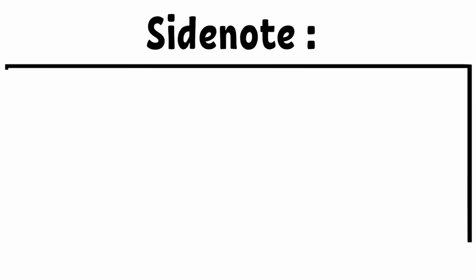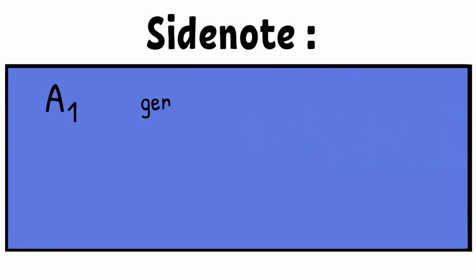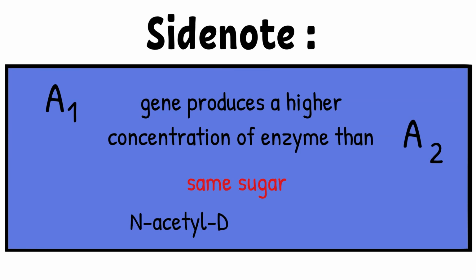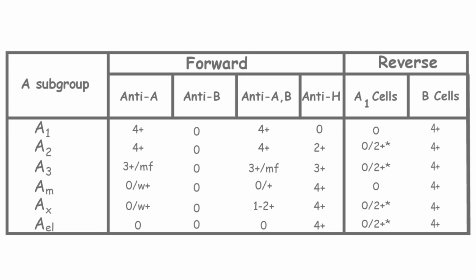Side note: inheritance of an A1 gene produces higher concentrations of enzyme than A2 genes. These higher concentrations of enzyme allow the conversion of almost all H antigen into A1 antigens on the red blood cells. I want to point out that we can classify A subgroups into A1 and A2, but the sugar that converts H antigen into A antigen is still N-acetyl-D-galactosamine. Here is a table showing reactivity of A subgroups.